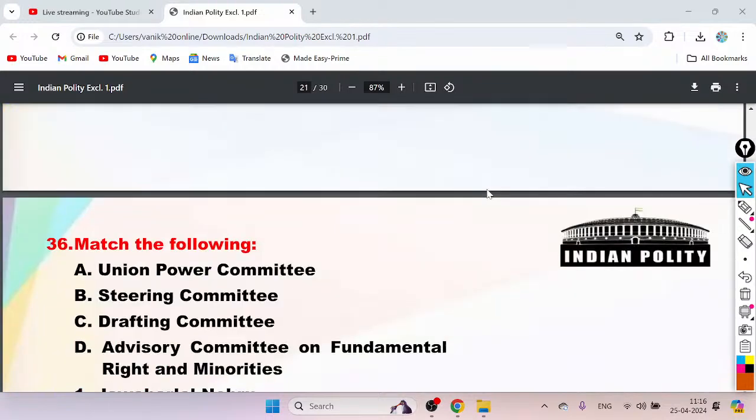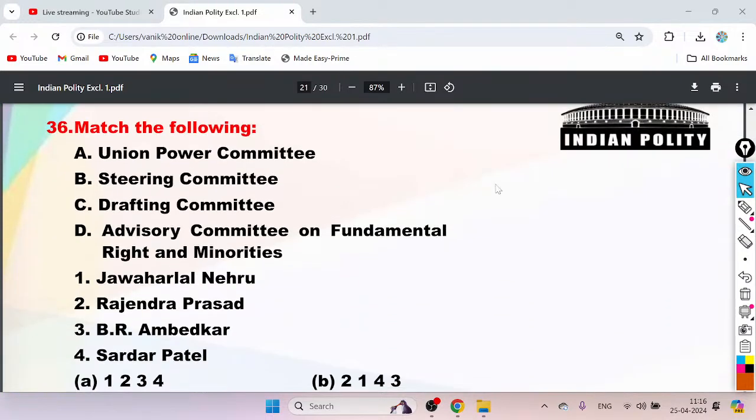Match the following committees. These are the committees of the Constituent Assembly. Union Power Committee was chaired by Nehru. Nehru chaired 3 committees: Union Constitution Committee, Union Power Committee, States Committee. Steering Committee was chaired by Rajendra Prasad. Drafting Committee was chaired by B.R. Ambedkar. And Advisory Committee on Fundamental Rights was chaired by Patel.